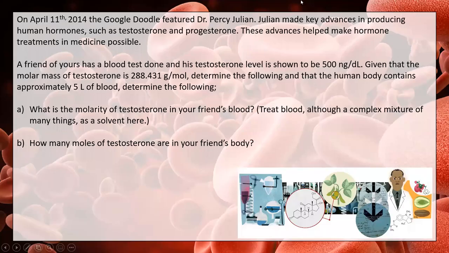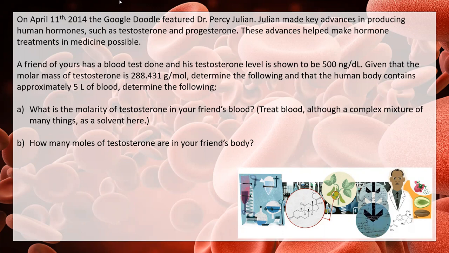Okay, so then I saw that we were doing cool science Google Doodles, so I started looking at more Google Doodles, of course. And I saw that there is an older Google Doodle from 2014 that featured Dr. Percy Julian, who made a lot of advances in producing human hormones, such as testosterone and progesterone, which helps us provide people with hormone treatments. Because prior to his work, you had to go through a lot more effort to make as much of these treatments.